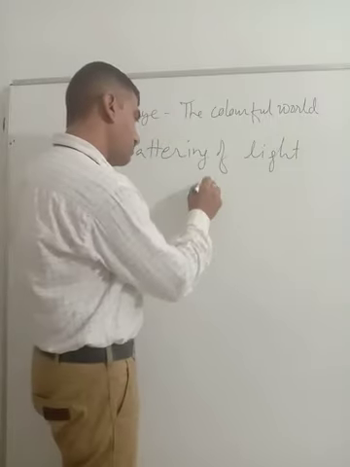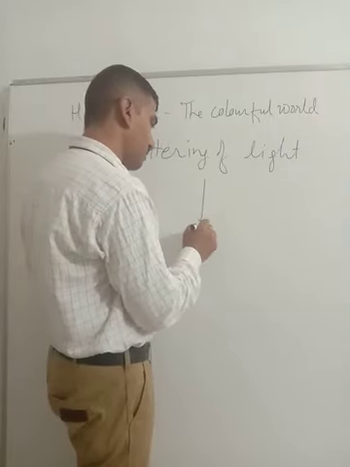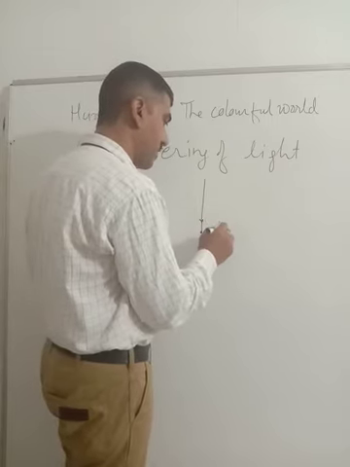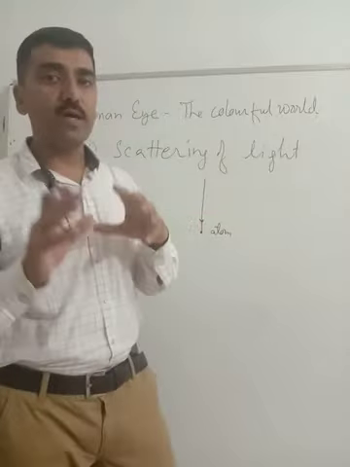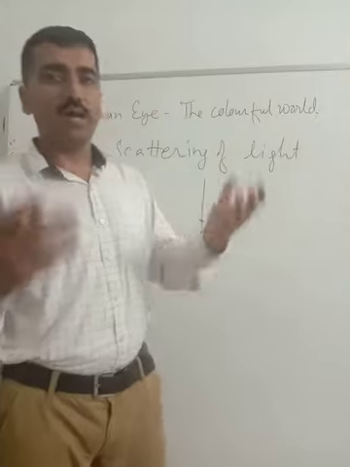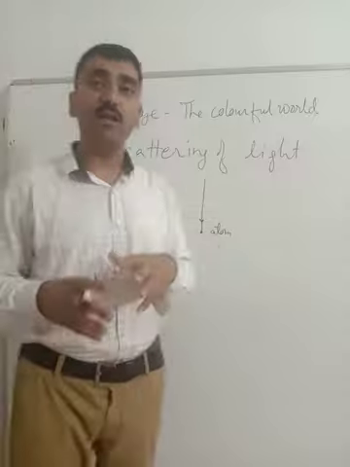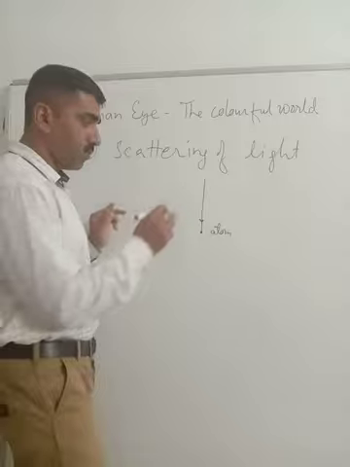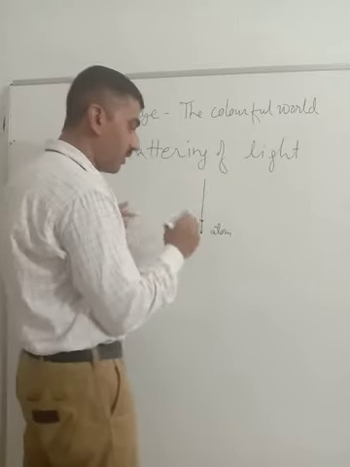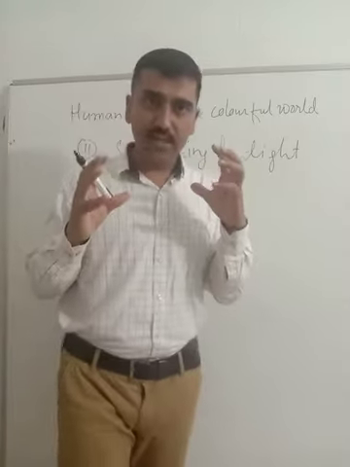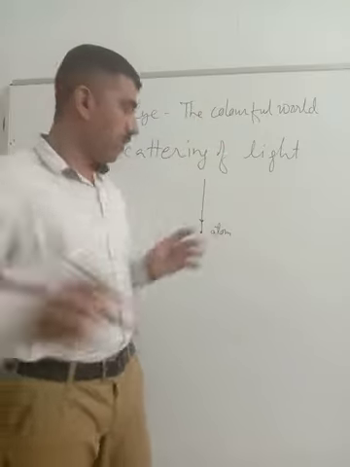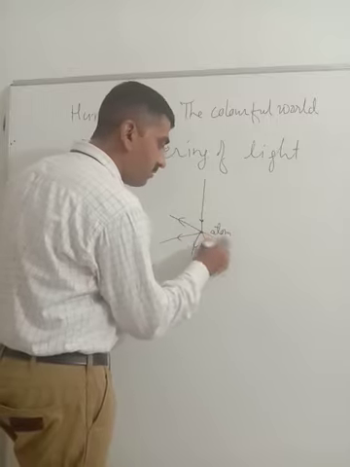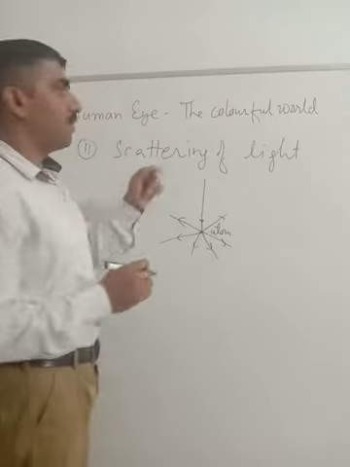See, suppose there is a microparticle in the air. Air is full of particles, atoms, molecules. Suppose this is an atom or a molecule of the air. There is oxygen, nitrogen, carbon dioxide, dust particles, water droplets. When these transparent atoms and molecules absorb the light, the sun ray falling on them, they absorb the light and after that they emit it in all directions. When they emit it in all directions, this phenomenon we call scattering of light.